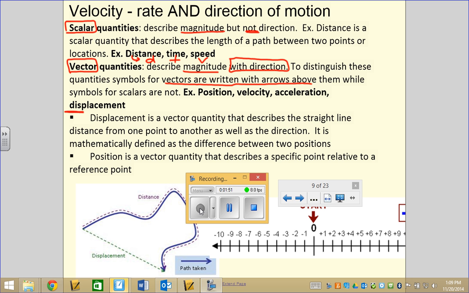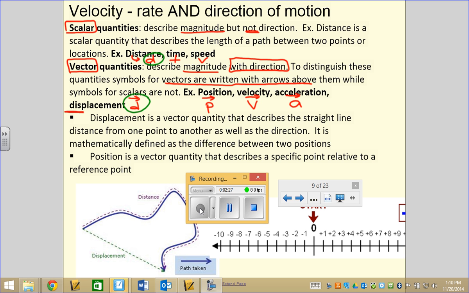Some things that would count as a vector quantity would be position, velocity, acceleration, or displacement. Notice that a couple of the symbols repeat themselves. D is used for distance, and it's also used for displacement. So that we can tell the difference, displacement has an arrow over top of it.